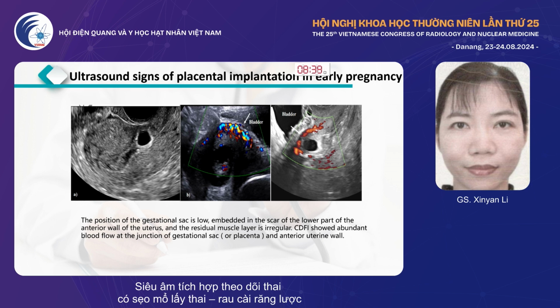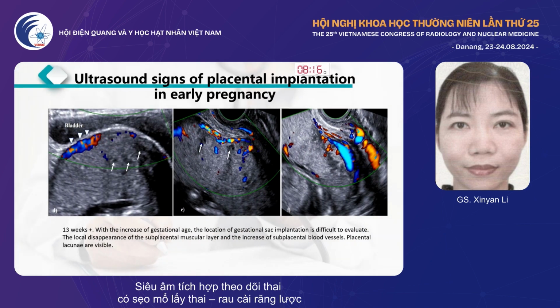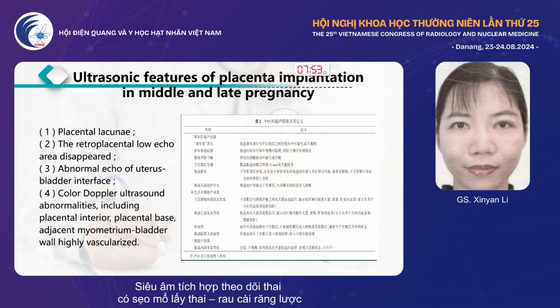The ultrasound signs of placental implantation in early pregnancy: the position of the GS is low, embedded in the scar, and the residual myometrium is irregular and thinner. CDFI showed abundant blood flow. With the increase of gestational age, the location of the GS implantation is difficult to evaluate. The local disappearance of the subplacental muscular layer, the increase of subplacental blood vessels, and placental lacunae are visible. This is the ultrasonic feature of placenta implantation in middle and late pregnancy.